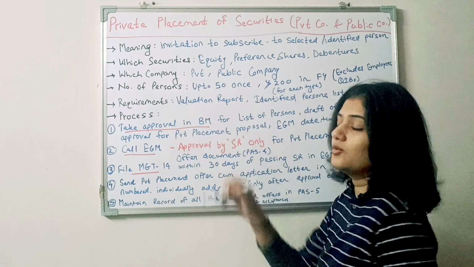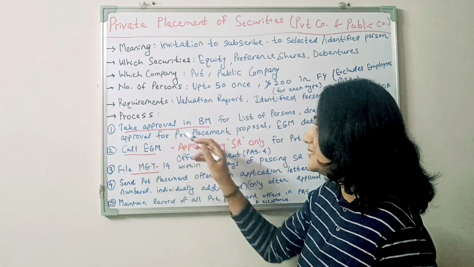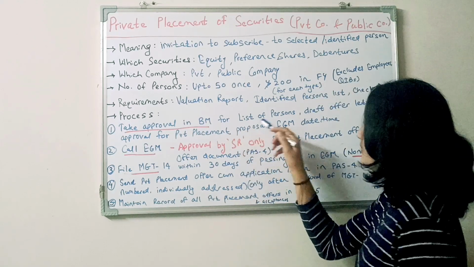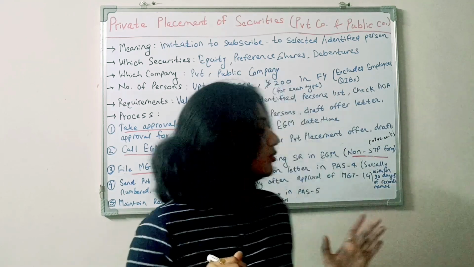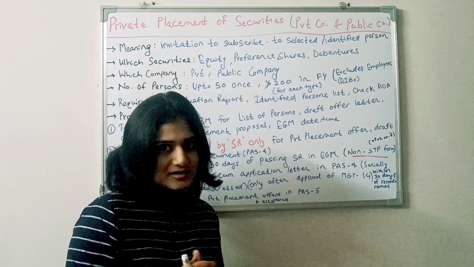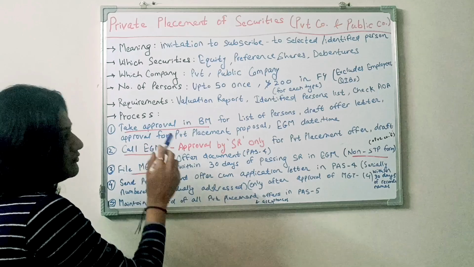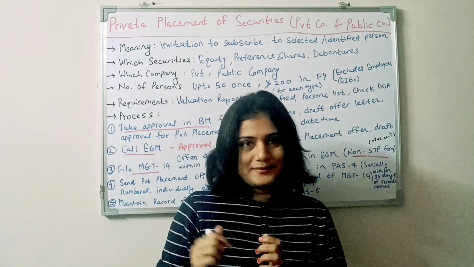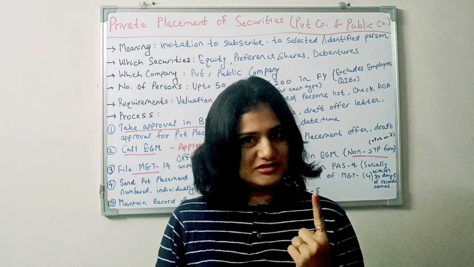Next, the process part. In the process I'll go step by step. So the first step is to take approval in the board meeting. The list of persons is identified and decided by the board. Then draft the offer letter, that is, the draft private placement offer cum application letter. This is approved by the board. Then take approval for the private placement proposal and decide the EGM date, time and place, for taking further shareholders' approval. So this was the first part.